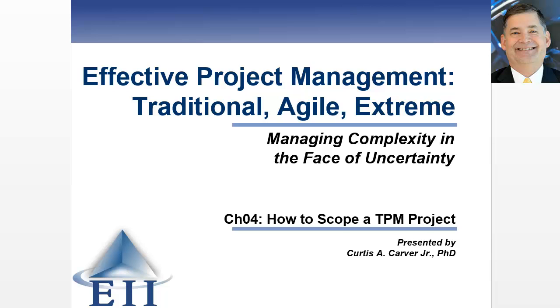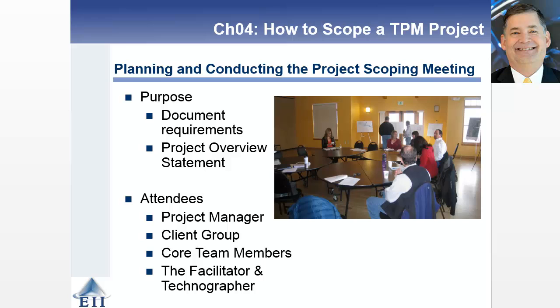Well, welcome back. This is the second of 7 videos looking at how to scope a traditional project. During this video, I'm going to provide a very short overview of what goes on and who attends a project scoping meeting. The purpose of a project scoping meeting is to document the requirements and then use those documented requirements to build a project overview statement. That project overview statement, a one-page document, is used to get permission from executives to continue with the project and to plan it out, to get the resources necessary to move this thing forward.